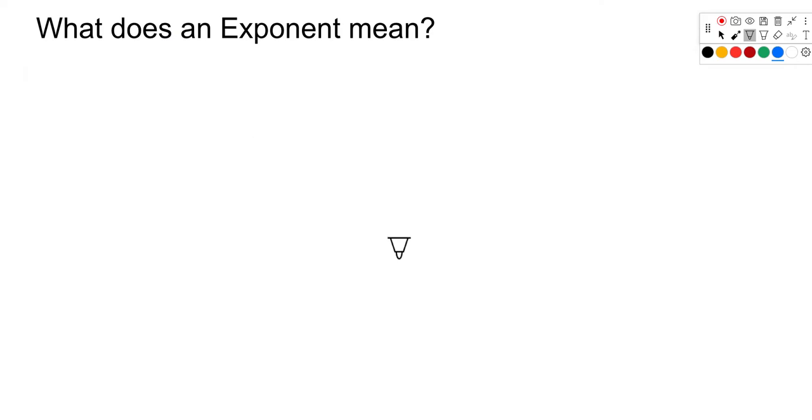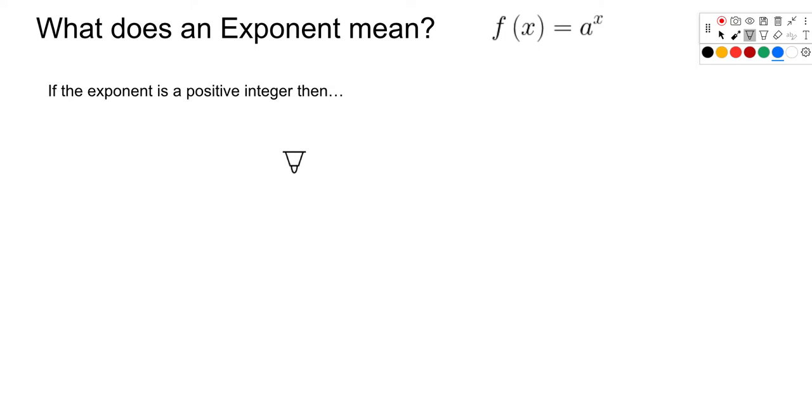So what does an exponent mean? So this is the first thing, and what we want to look at is that actually it means different things depending upon what the exponent is. The easiest one to understand is if the exponent is a positive integer, so numbers like 1, 2, 3, 4, 5. If it's a positive integer, then it simply means repeated multiplication.